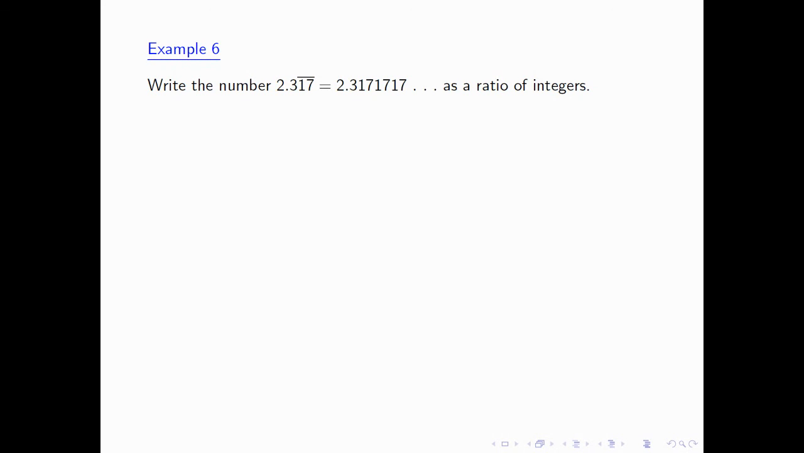We'll stop after this example, then I'll look at your questions. Write the number 2.3171717... and so on as a ratio of integers.